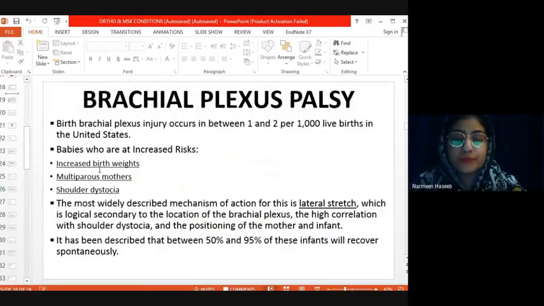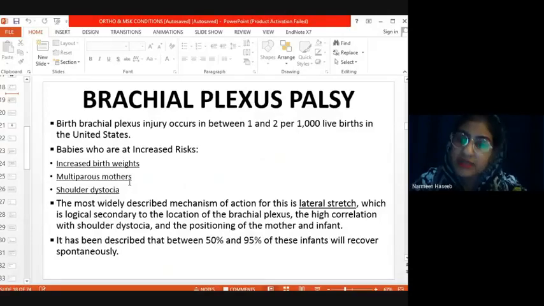So now let's move towards another topic, which is brachial plexus palsy. Brachial plexus injury occurs in between 1 to 2 per thousand live births in the United States. Babies who are at increased risk: increased birth weights, multiparous mothers, and shoulder dystocia. So, which kind of babies are at increased risk? The increased birth weight with multiparous mothers and the shoulder dystocia.